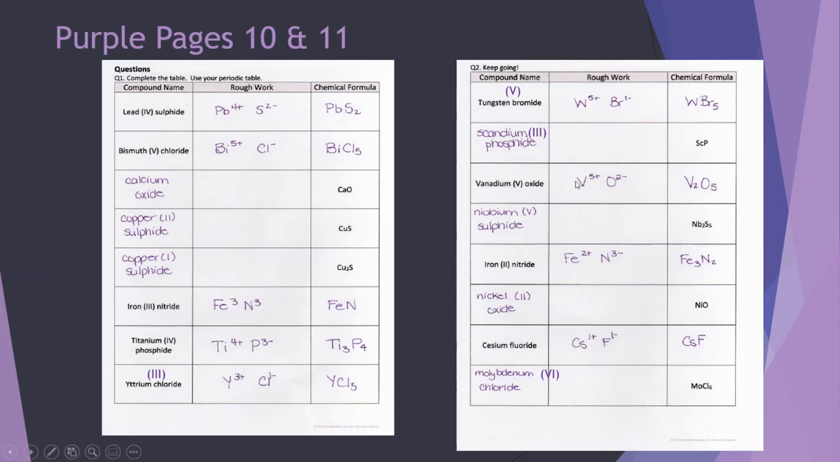The next one, vanadium 5 oxide, we've got V with +5, oxygen with a -2, crisscross them, we get V2O5. Niobium 5 sulfide. So again, we have to try to figure out the formula, or the name from the formula.